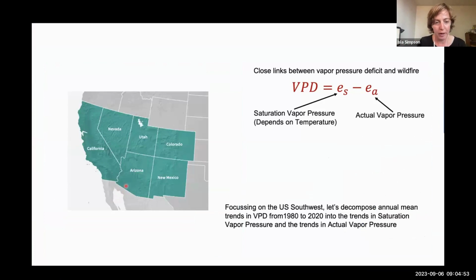I'm going to start off here with a case study of the US Southwest, but I'll get to the global picture in a minute and show you historical trends in vapor pressure deficit divided up into the saturation vapor pressure part, which depends on temperature, and the actual vapor pressure part, which is how much water vapor there is in the atmosphere. We're going to average over this 6-state region of the US Southwest, and I'll show you annual mean trends from 1980 to 2020.